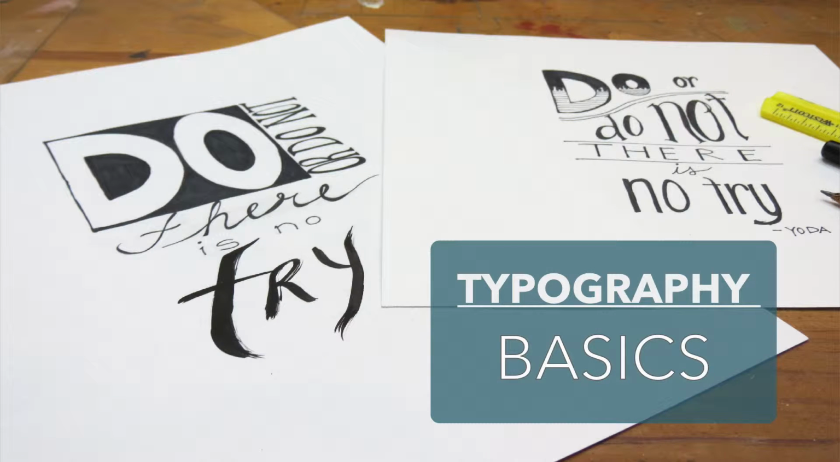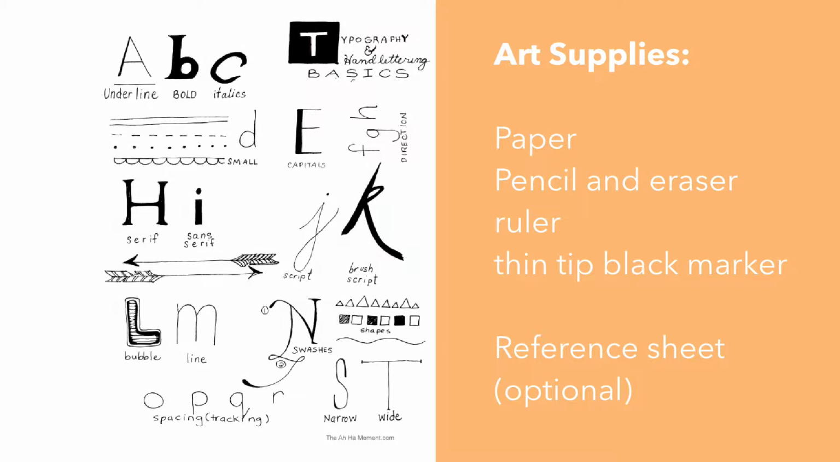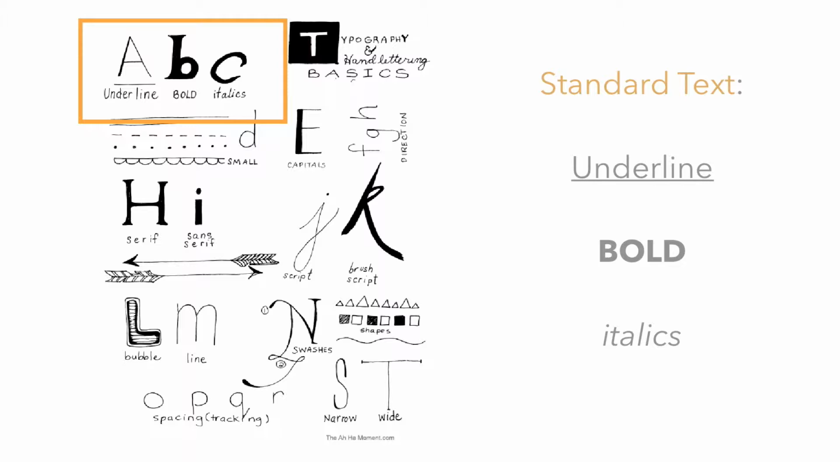Welcome to the Typography Basics lesson. You're going to need some paper, pencil and eraser, ruler, thin tip marker, and your reference sheet PDF. This is almost like a typography cheat sheet. It shows the basics like underline and bold and italics. These are things that you should already know how to do.